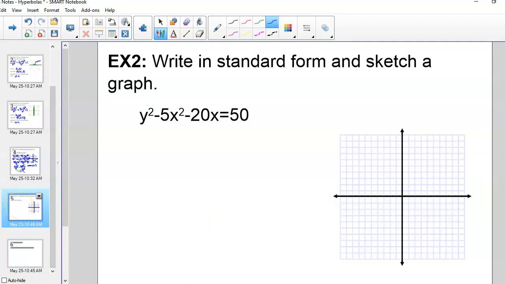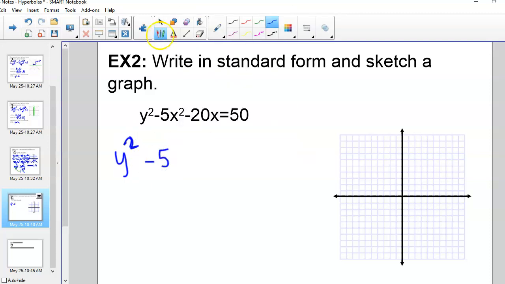All right, let's look at another question. So in this question, I have to write in standard form and sketch a graph. Now notice here, I've got a y squared and an x squared and a 20x, but I don't have any typical y terms. So my y squared is just going to stay out here, and I'm not going to complete the square for it. For my x squared, I've got to factor out a -5.